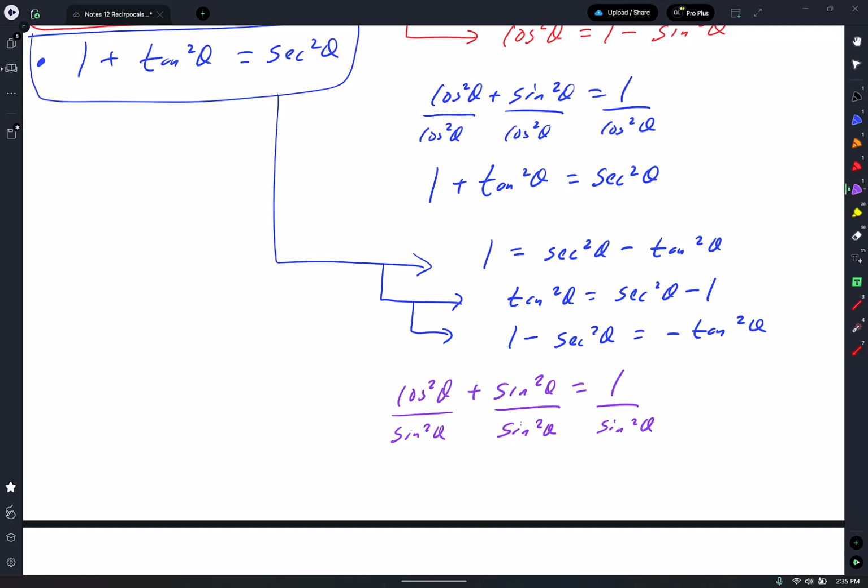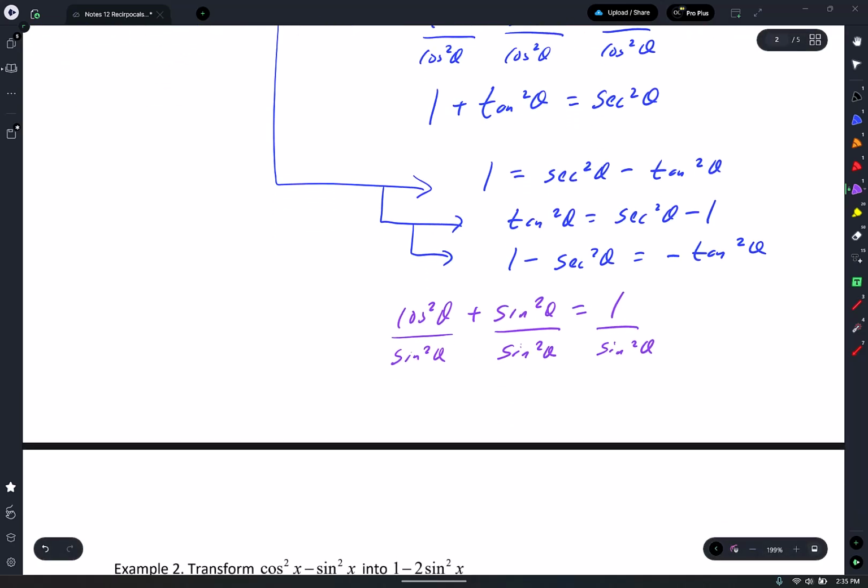When you do that, what's cosine squared over sine squared? Oops, it's not tan. It is cotangent. Put a what on it? Squared, because both of them are squared. Plus sine squared over sine squared is, not everyone at the same time, 1. And then 1 over sine squared, cosecant.